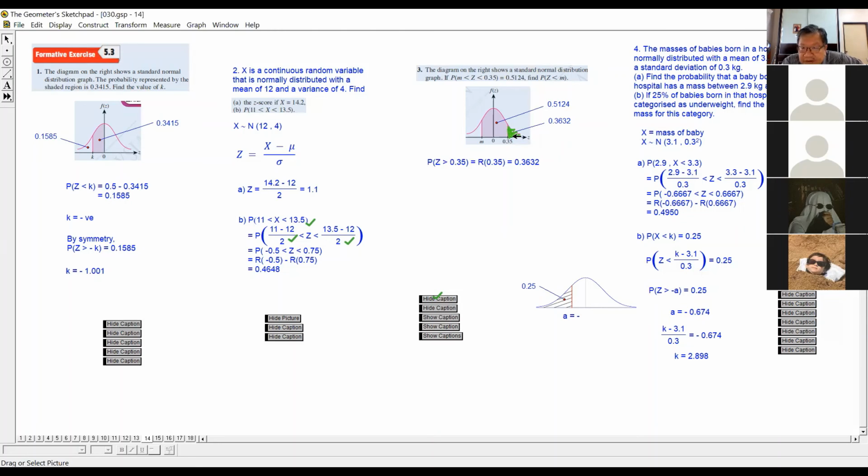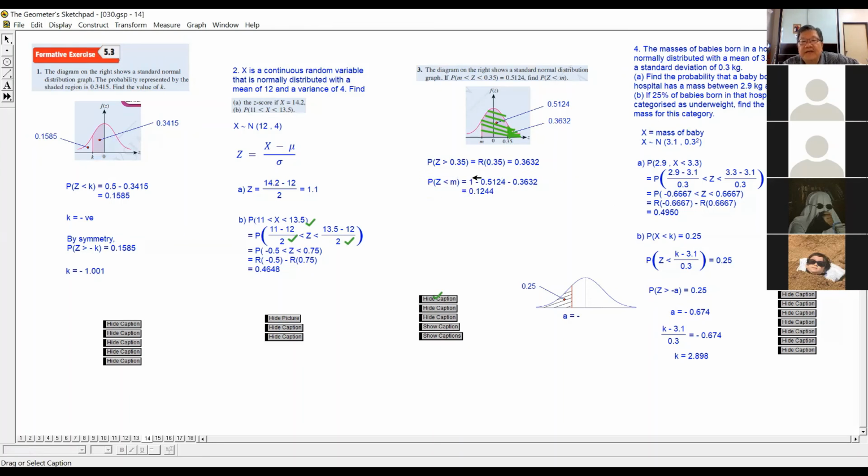Now if this is 0.3632, can you tell me what is the probability of z greater than m? Probability of z greater than m is this whole thing here, including this part. Okay. So if that is the case, I add the two of them together here. These two add together.